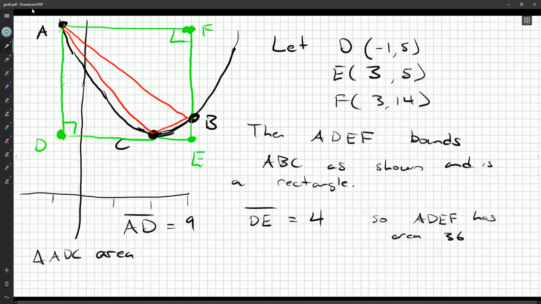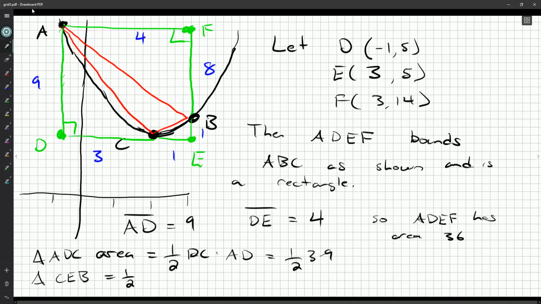has an area equal to 1/2 base, DC, times height, AD. So that will be 1/2. I would probably also label my lengths here. So 9, 4, this one's 3, this is 1, this is also 1, so this is 8. So 1/2, 3 times 9. Triangle CEB has an area of 1/2, 1 times 1. And triangle AFB has an area of 1/2, 4 times 8.